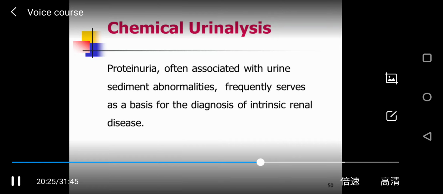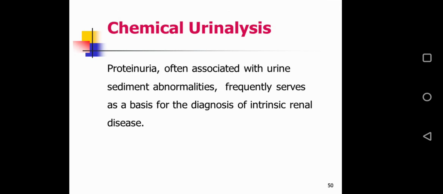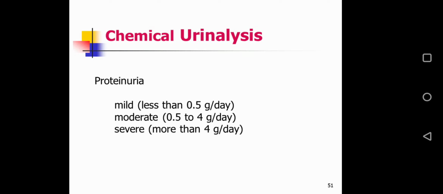Proteinuria, defined as increased protein in urine, is a frequent finding in intestinal disease of the kidneys and urinary tract. Proteinuria, often associated with urine sediment abnormalities, frequently serves as a basis for diagnosis of intestinal renal disease. Proteinuria is divided into three levels: mild, moderate, and severe. Most patients with intestinal renal disease present with moderate proteinuria. Patients with the nephrotic syndrome commonly excrete more than 4 grams of protein in the urine.